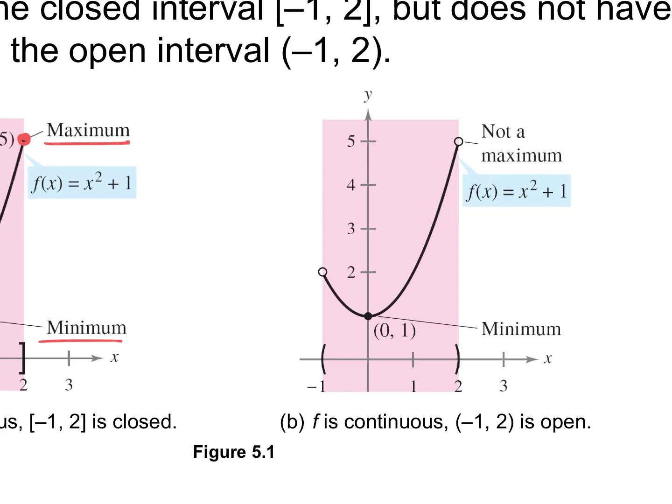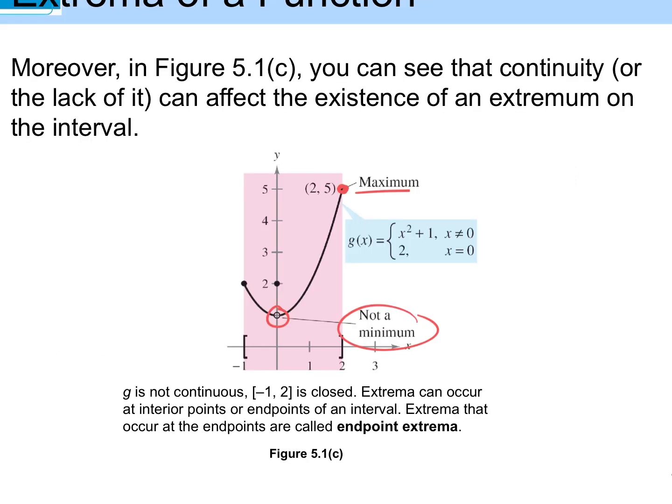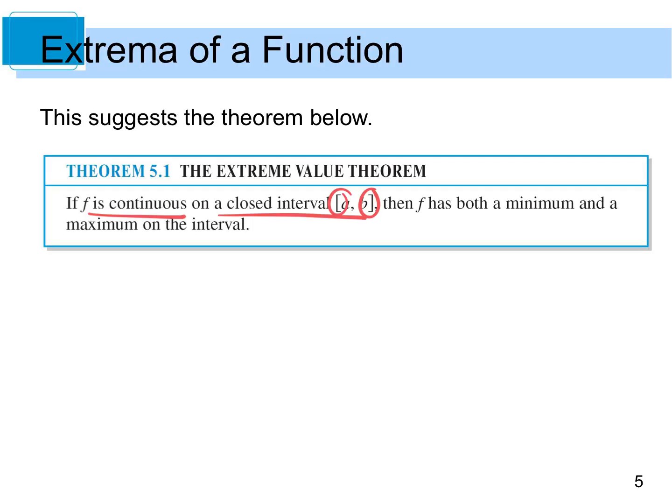However, if we had an open circle or if it was an open interval, this is not a maximum. So our graph here does not have a maximum value. Our minimum would still be that 0, 1. You're looking for the highest and the lowest y value for your graph, but it has to be continuous and on a closed interval.